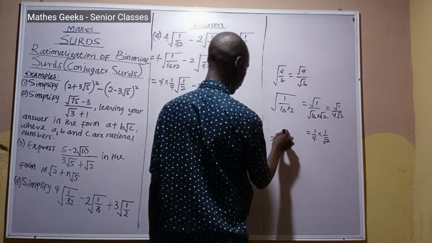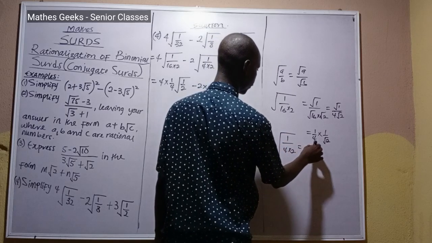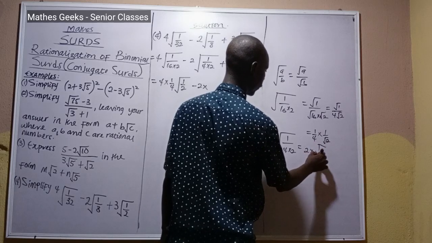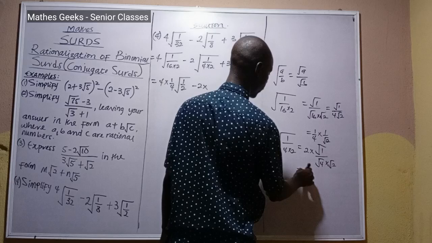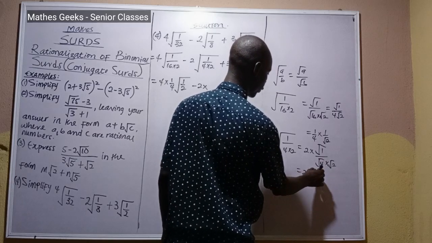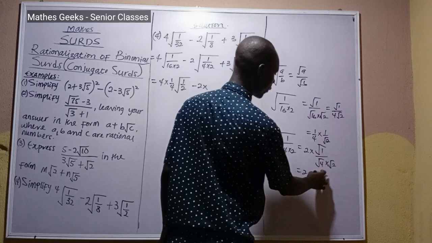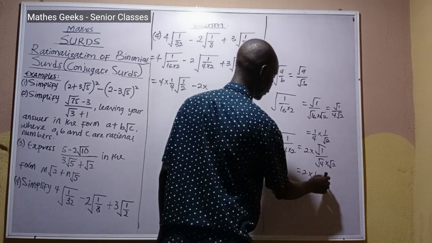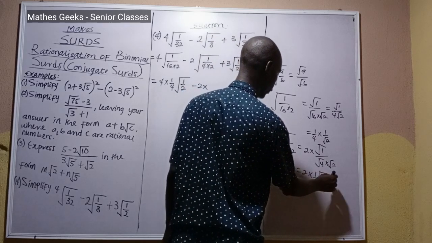2 square root of 1 over 4 times 2 equals 2 times square root of 1 over square root of 4 times square root of 2. That equals 2 times, square root of 4 is 2, 1 over 2 root 1 over 2, over 1 over 2 root 2. 1 over 2 square root of 1 over 2.